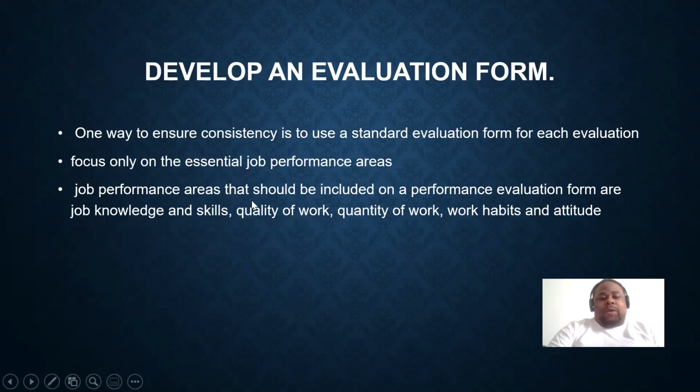You want to make sure that the form focuses only on the essential job performance areas. You don't want to bog it down with too much misinformation that isn't pertinent to those jobs. Job performance areas that should be included on a performance evaluation form are job knowledge and skills, quality of work, quantity of work, work habits, and attitude.